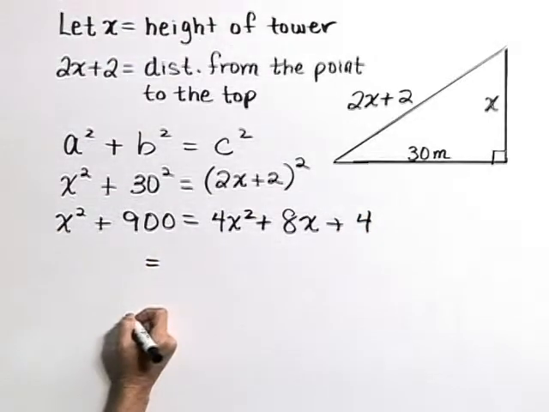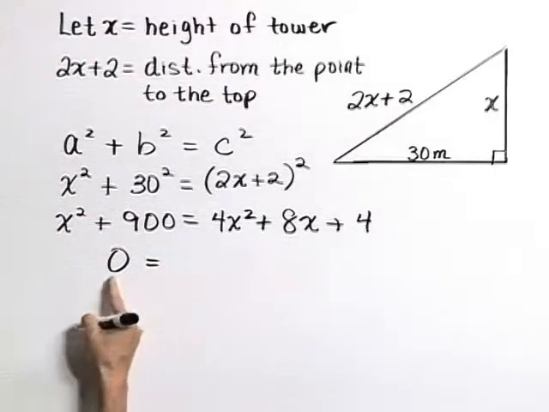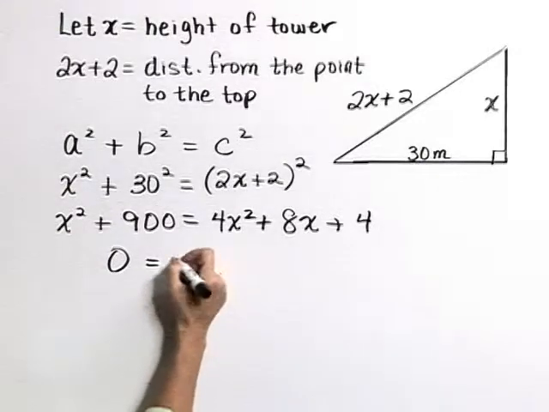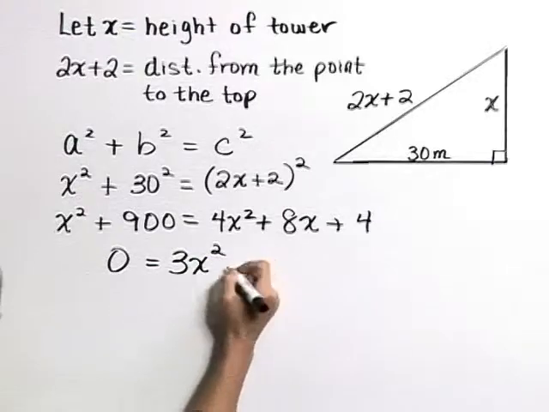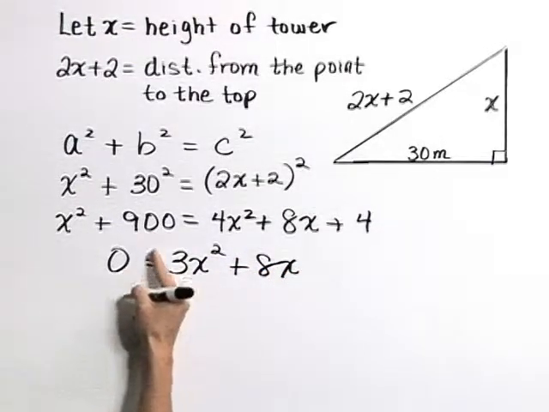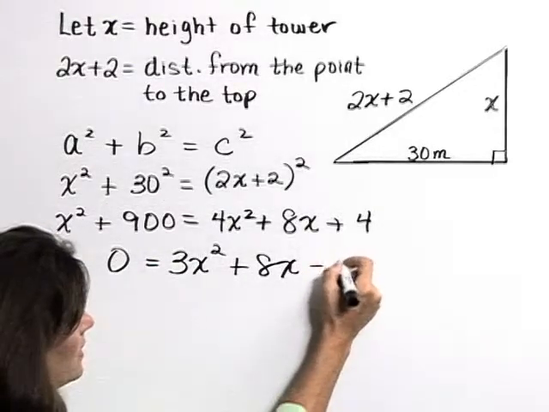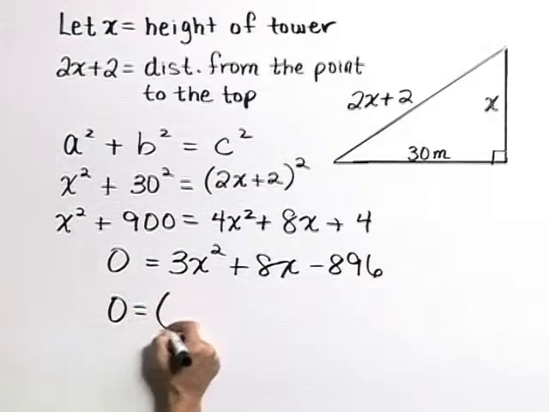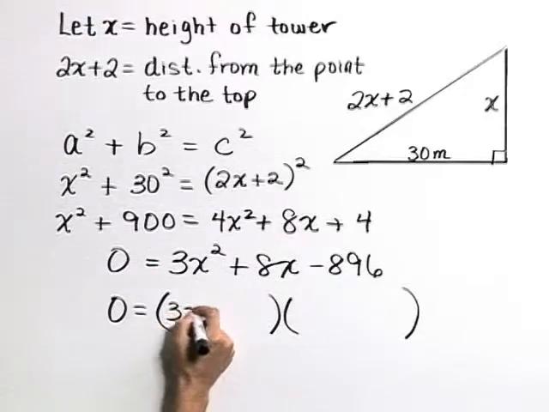Now, we've got a quadratic equation. Let's put it in standard form. I'm going to set everything on the right equal to 0 on the left. Subtracting x squared from both sides gives 3x squared. We've got a plus 8x. Subtract your 900 over. 4 minus 900 is a negative 896.